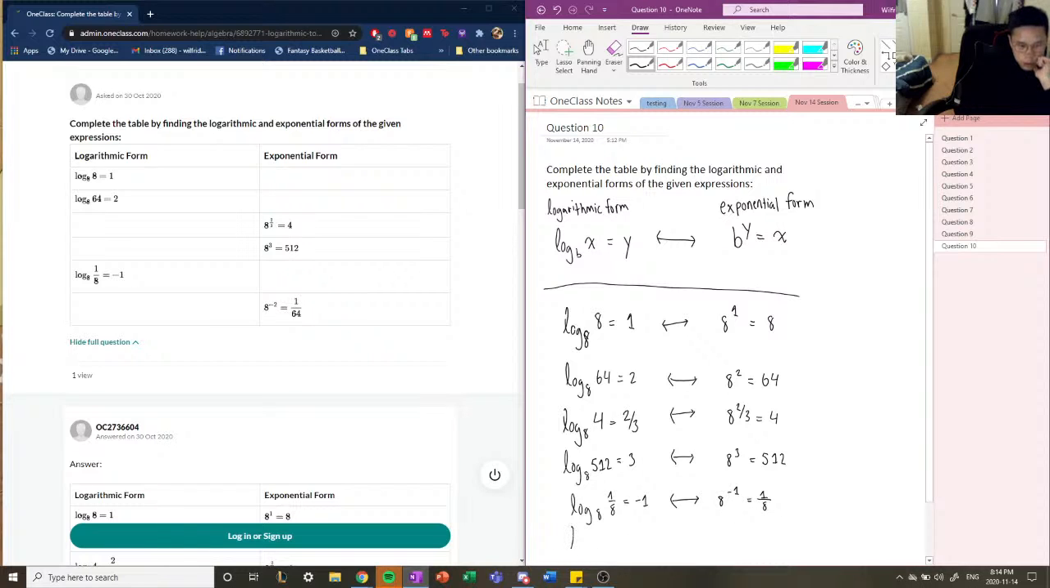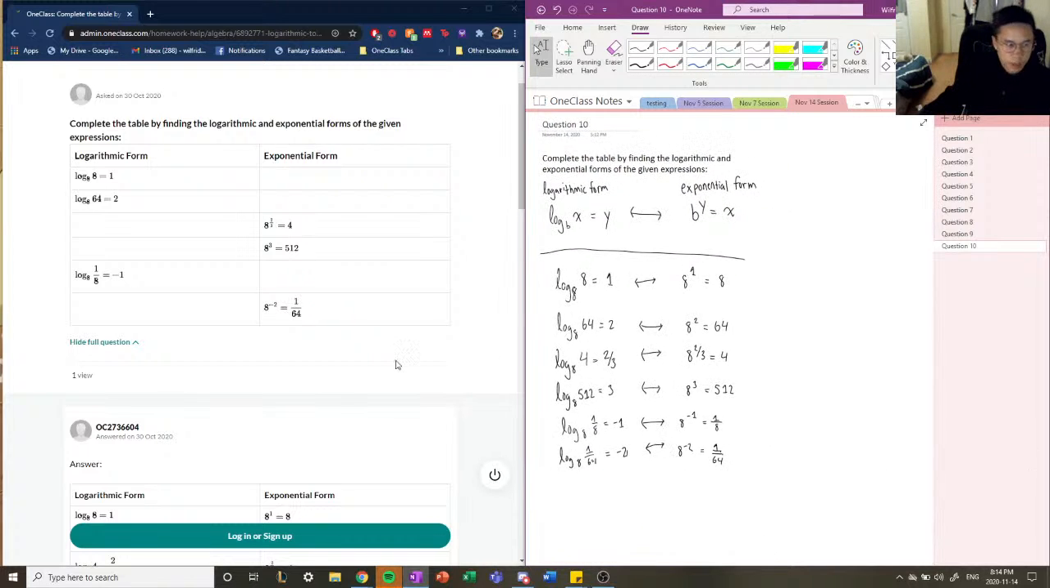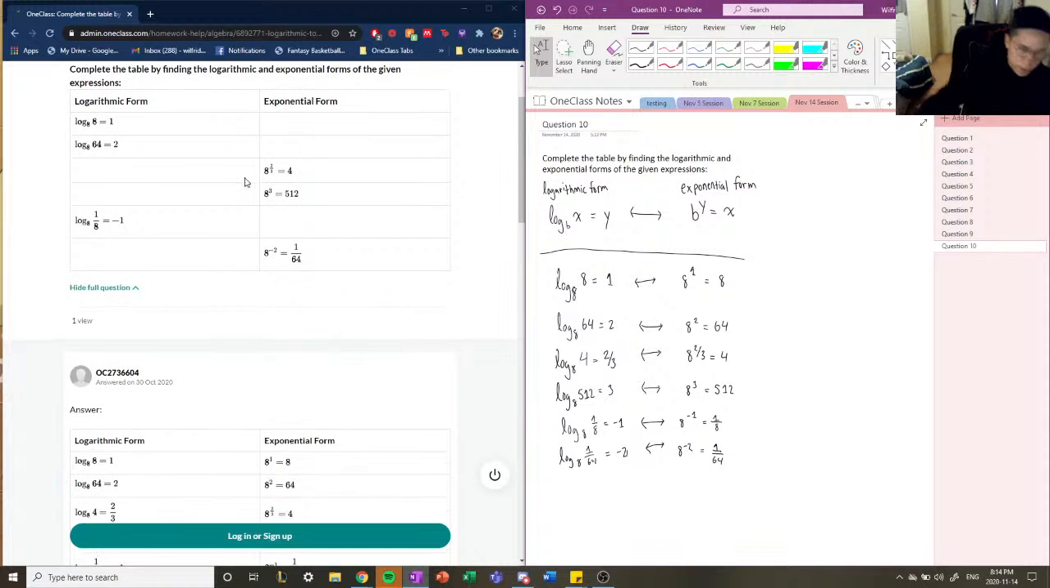Finally, we're going to do the other way around here. So we have 8 to the power of negative 2 equals 1 over 64. That would equal log of our base of 8, of 1 over 64, equals negative 2. So that is completing the chart of converting logarithmic forms to exponential form.